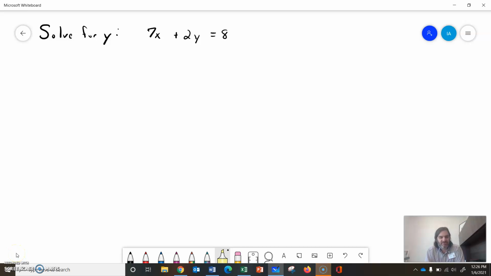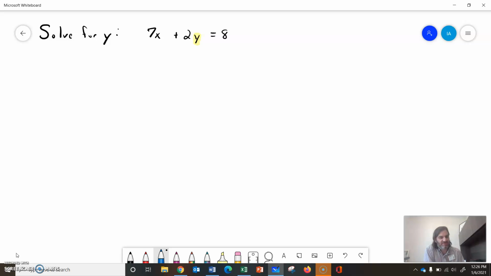Hey, we've got a formula here and it says solve for y, and the equation is 7x + 2y = 8. So first thing I'm going to do is make sure I know where that y is, because the whole point is to use my solving techniques to get that y by itself. So I need to get things away from the y term. I mean, there's no fractions, there's no parentheses, so I can go ahead and start moving things.